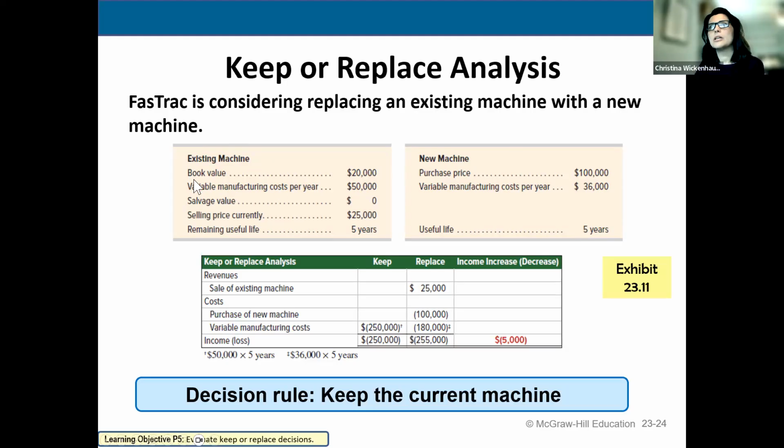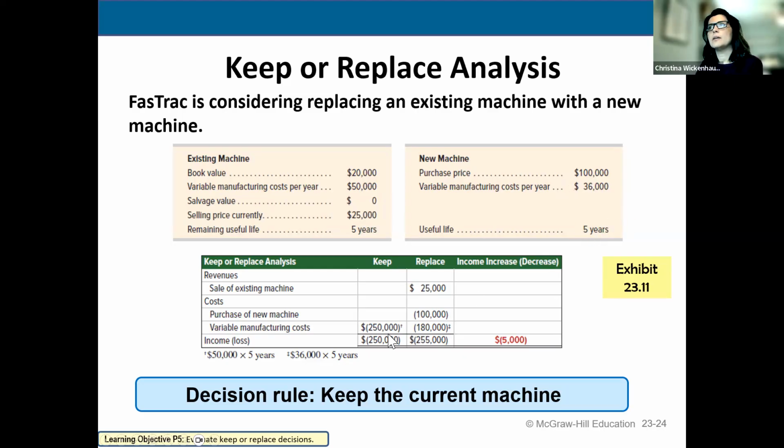So the existing machine has a book value of 20,000 and variable manufacturing costs of 50,000. There's no salvage value, the selling price is currently $25,000, and they have 5 years left. Now, a new machine will cost $100,000 and has variable manufacturing costs of 36,000. So maybe it needs fewer supplies in order to run that particular machine, and the useful life is 5 years.